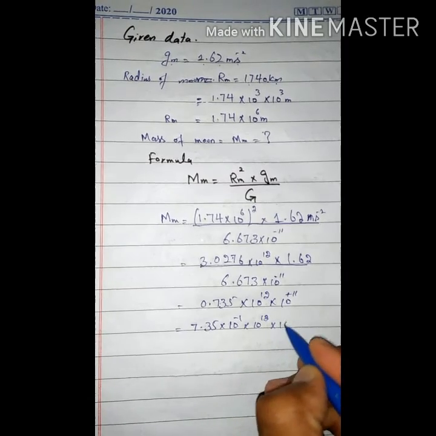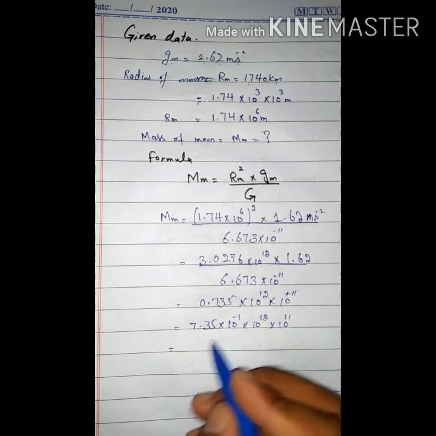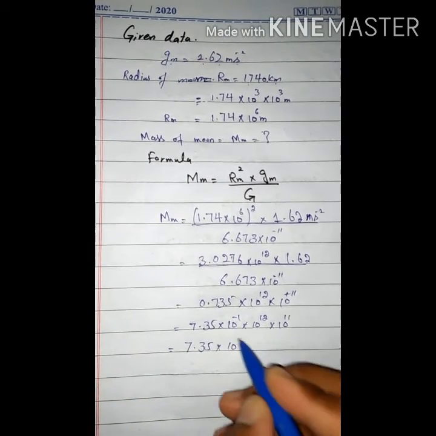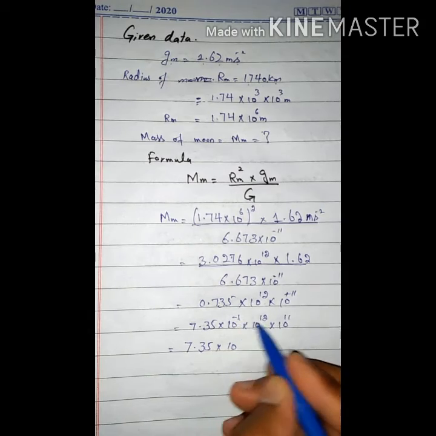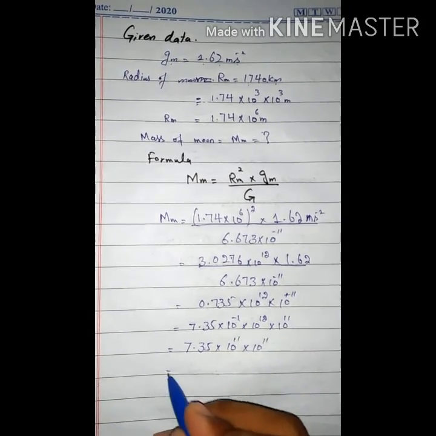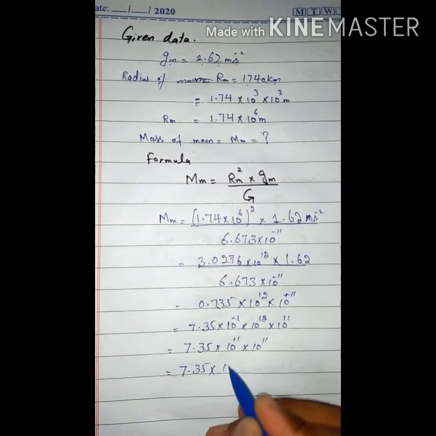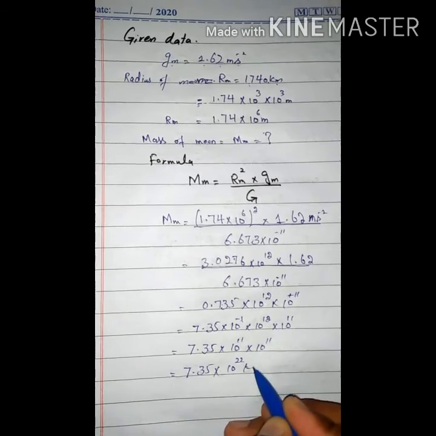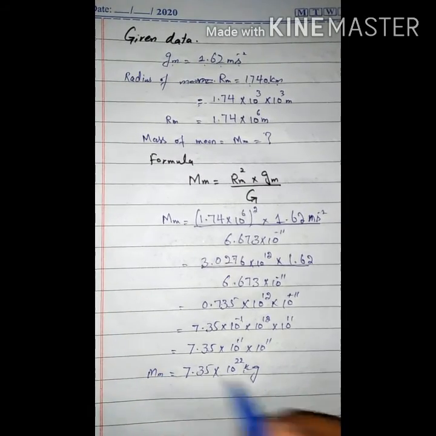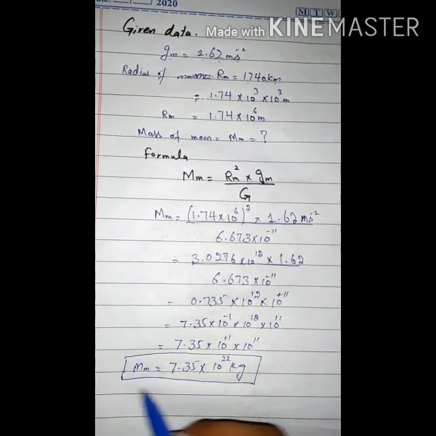Okay, so 10 to the power 11, bases are same, so power will be added. 12 minus 1 is 11, so 7.35 multiplied by 10 to the power 11 kilogram. That is the answer. Okay.